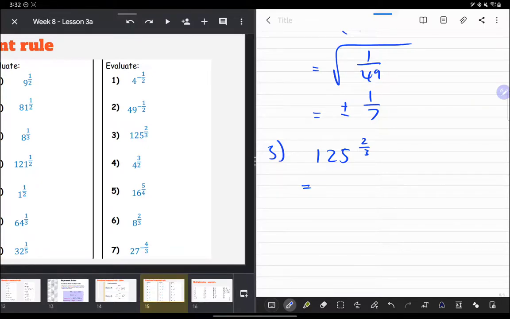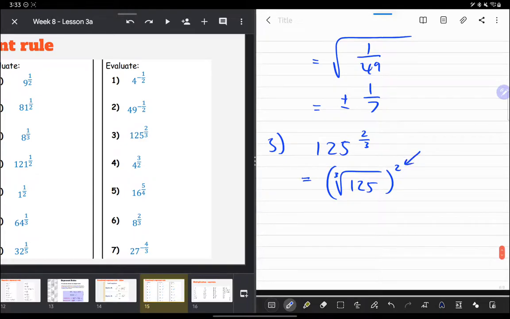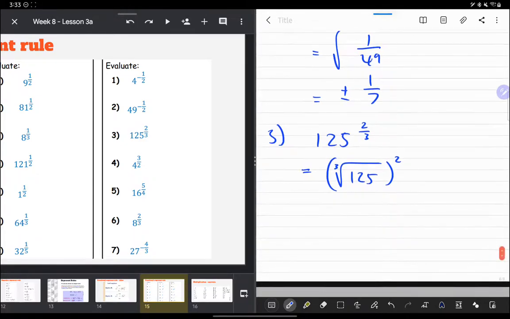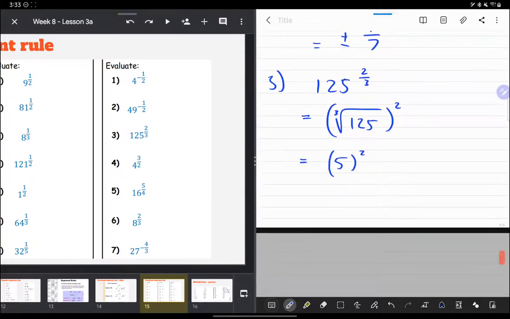Cool. The cube root of 125. Remember, the squared still remains. It is, I think, 5. 5 times 5 is 25, times 5, yeah. So it should be 5 squared, because the cube root of 125 is 5.